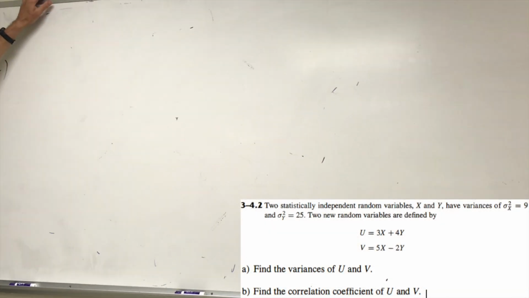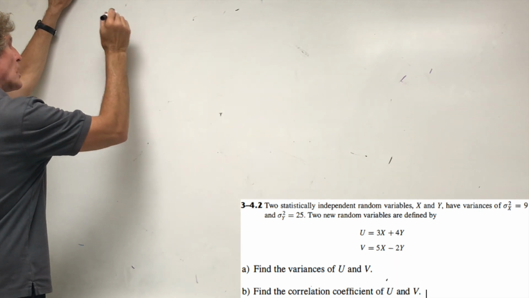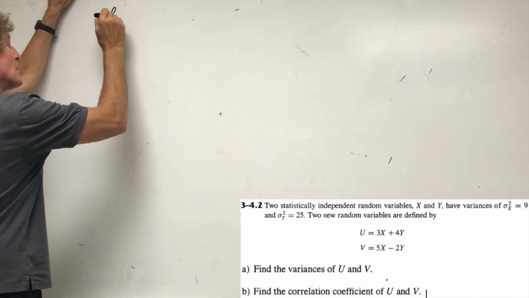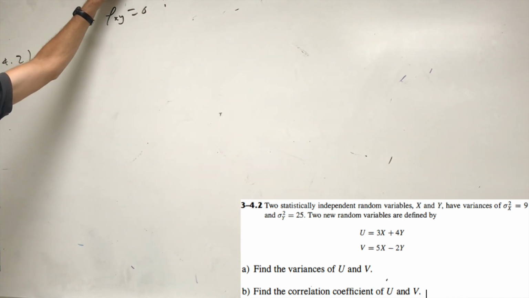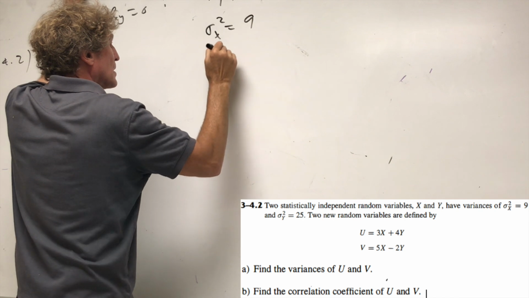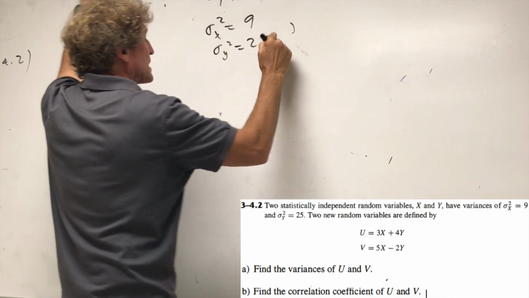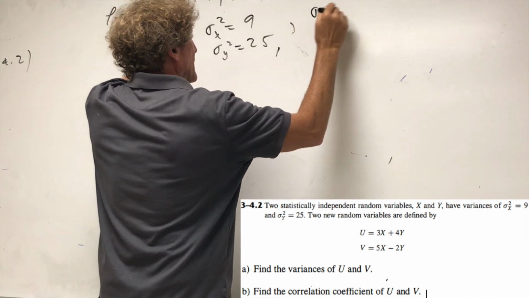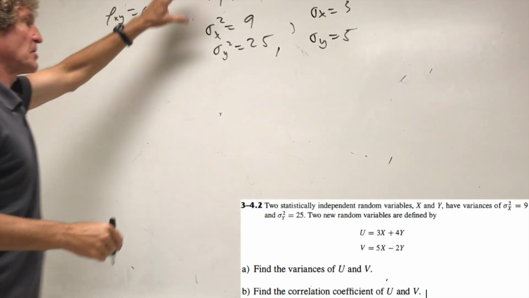3-4.2. Go ahead and give me the value. Two statistically independent random variables. All right, that means the coefficient rho of xy equals 0. So these are statistically independent random variables, X and Y. And sigma x is equal to what? 9, and sigma y is equal to 25. Okay, hold on for one second. I'll put down sigma x is 3 and sigma y equals 5, just so I don't mess up.